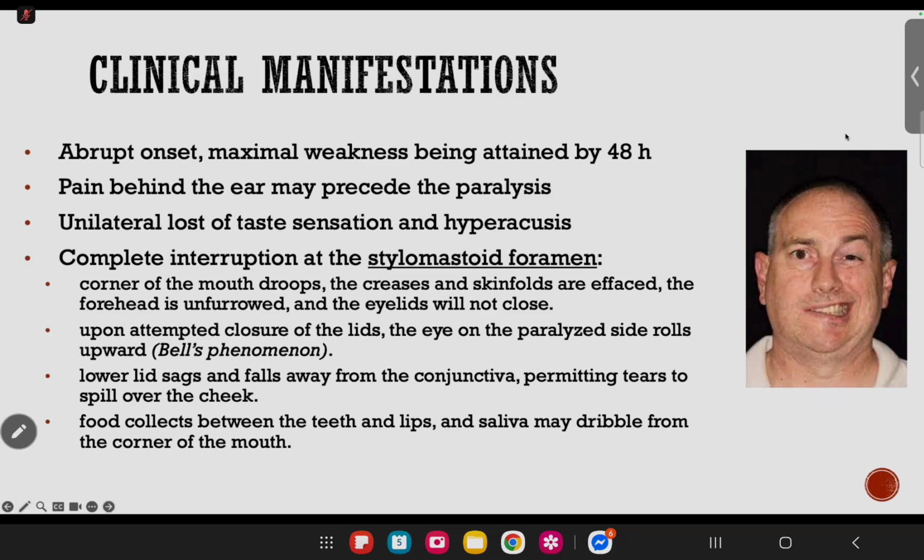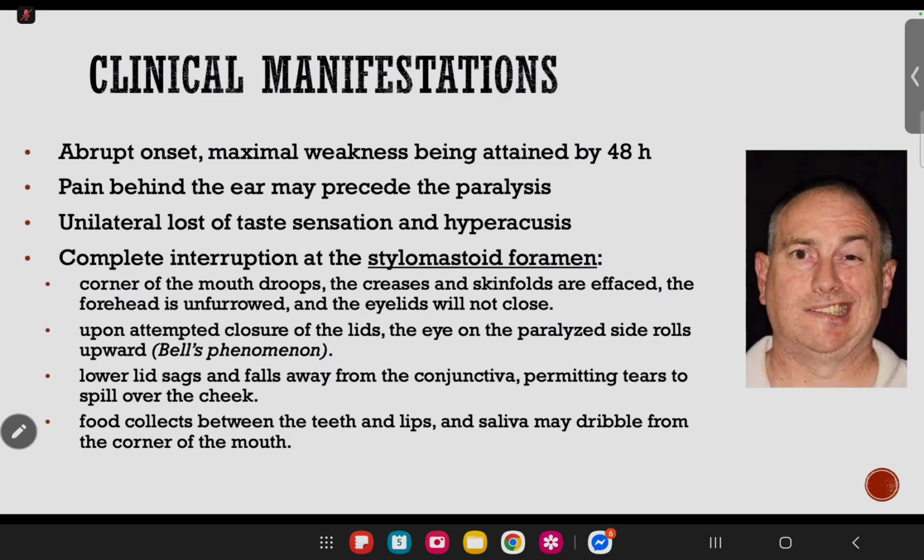So which do you think is the side where there is Bell's palsy for this patient? Is it the left side or the right side? Right side, doc. Okay, that's correct. It's the right side of the face because the mouth is drooping, the crease in the skin folds in his forehead is also effaced, and the eyelids will not close.